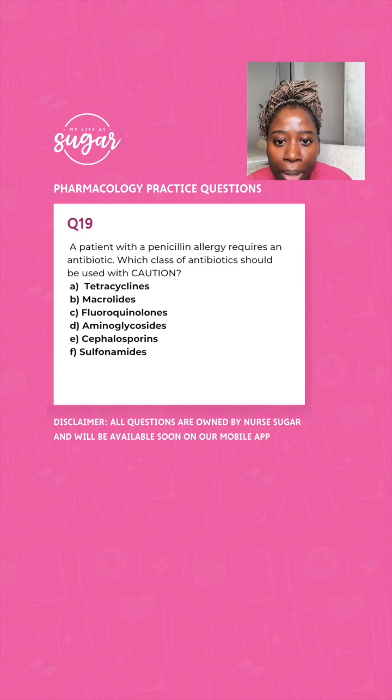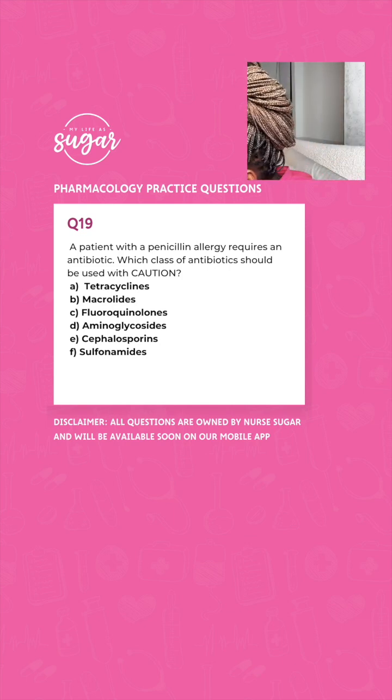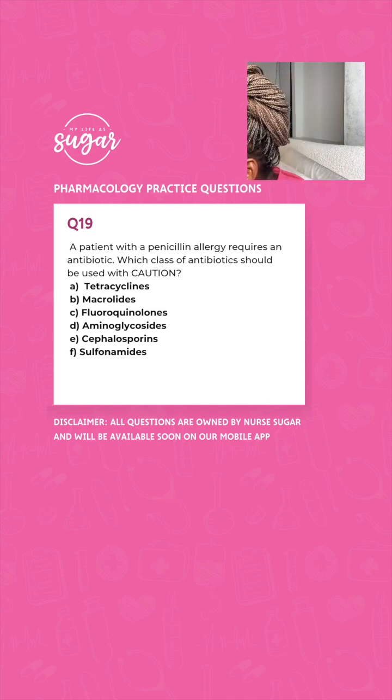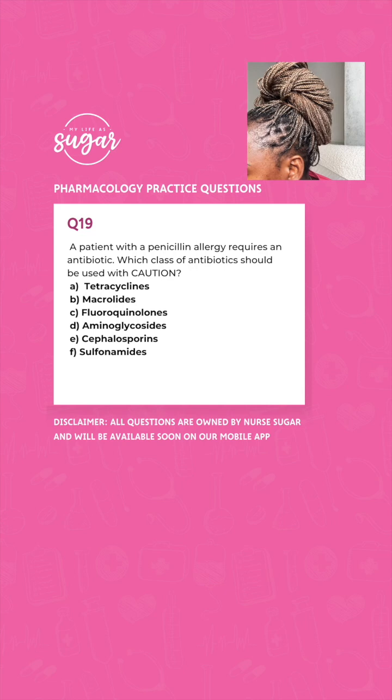So your patient has a penicillin allergy and they require an antibiotic. Which class of antibiotic should you use with caution? A, tetracycline. B, macrolide. C, fluoroquinolones. D, aminoglycoside. E, cephalosporin. F, sulfonamides. What are you guys telling me? Okay. If your patient is allergic to penicillin, you use caution with cephalosporins.